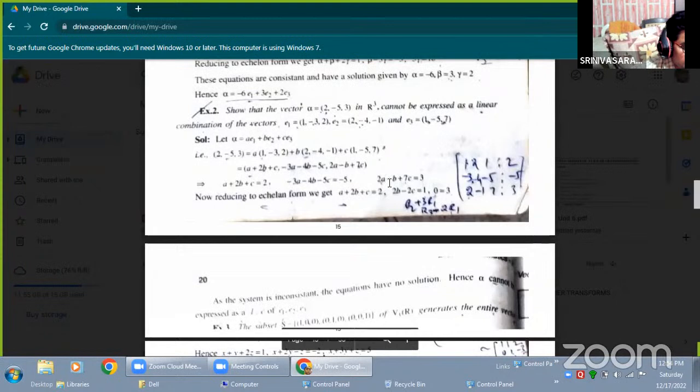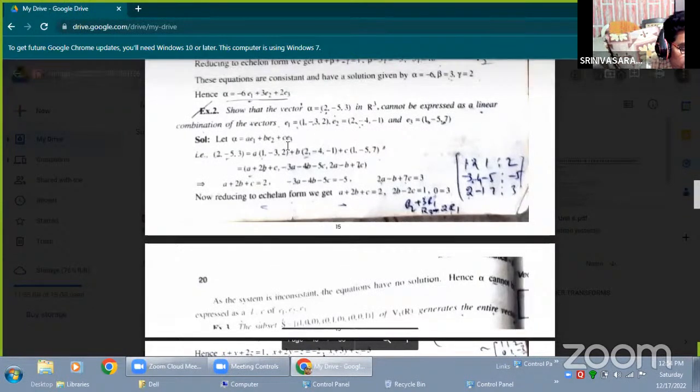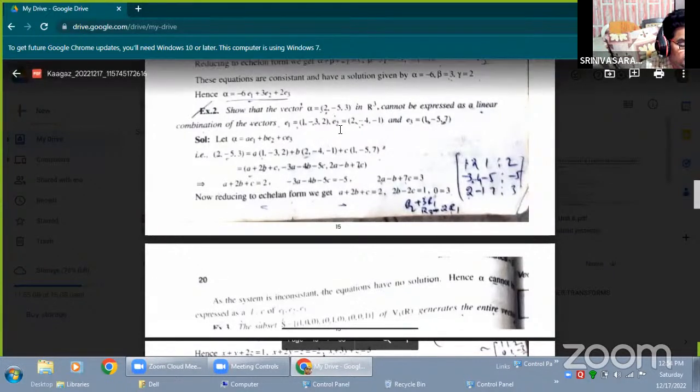The second one: a vector that cannot be expressed as a linear combination of three-dimensional vectors. E1, E2, E3 are given. Alpha equals A E1 plus B E2 plus C E3. That is a linear combination. Alpha is given, and the vector must be equal to the combination A E1, B E2, C E3, with E1, E2, E3 given.